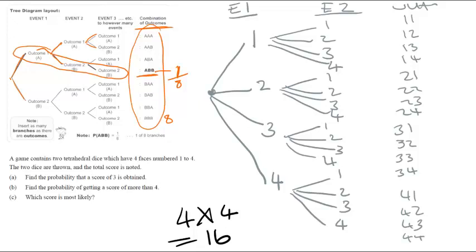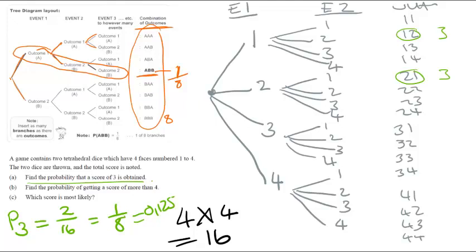If I did want to go back to finding the probability of a total score of 3, I would then add them up and say that this one is 3, that's 4. This one is 3, and that's all greater than 3, and that's all greater than 3. So the probability of getting 3 is going to be 2 out of 16, or 1 out of 8, which is 0.125 or 12.5% chance of getting a 3 if I add the score of the two numbers together.